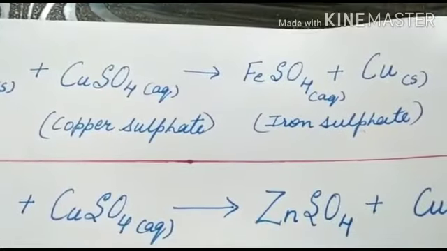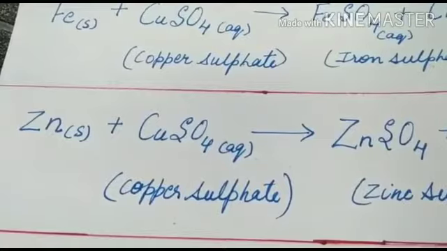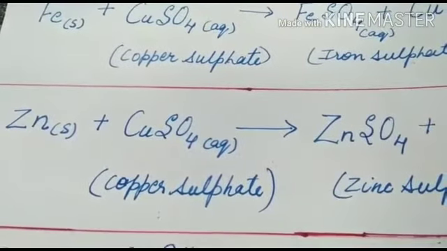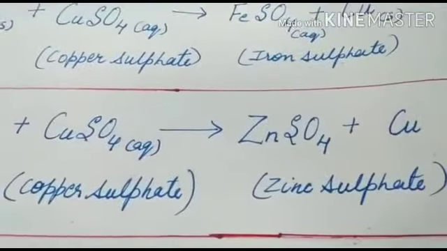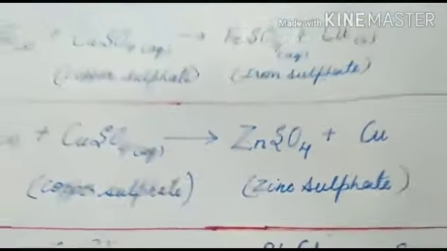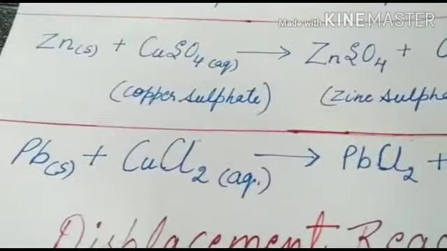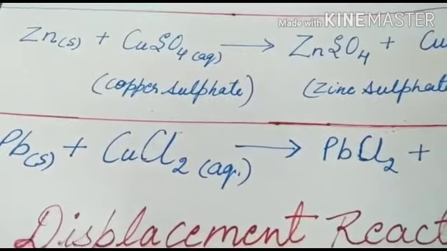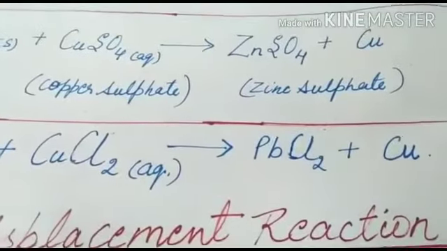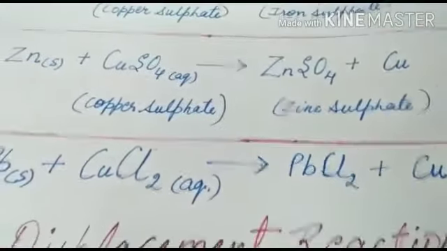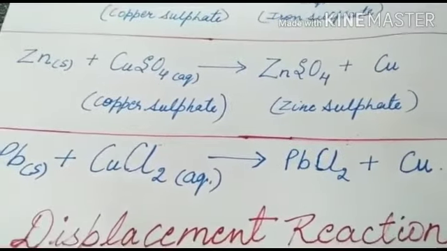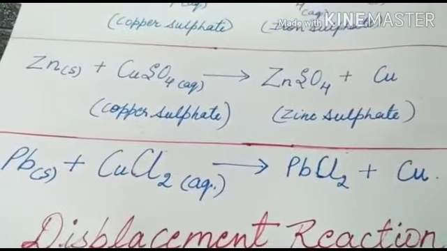Now let us see some more displacement reactions. Zinc is more reactive than copper, so it displaces copper from its salt solution, forming zinc sulfate and copper. Lead, reacting with copper chloride, displaces copper from its salt solution and forms lead chloride and copper. In all these displacement reactions, you will observe that the blue color of copper sulfate fades.